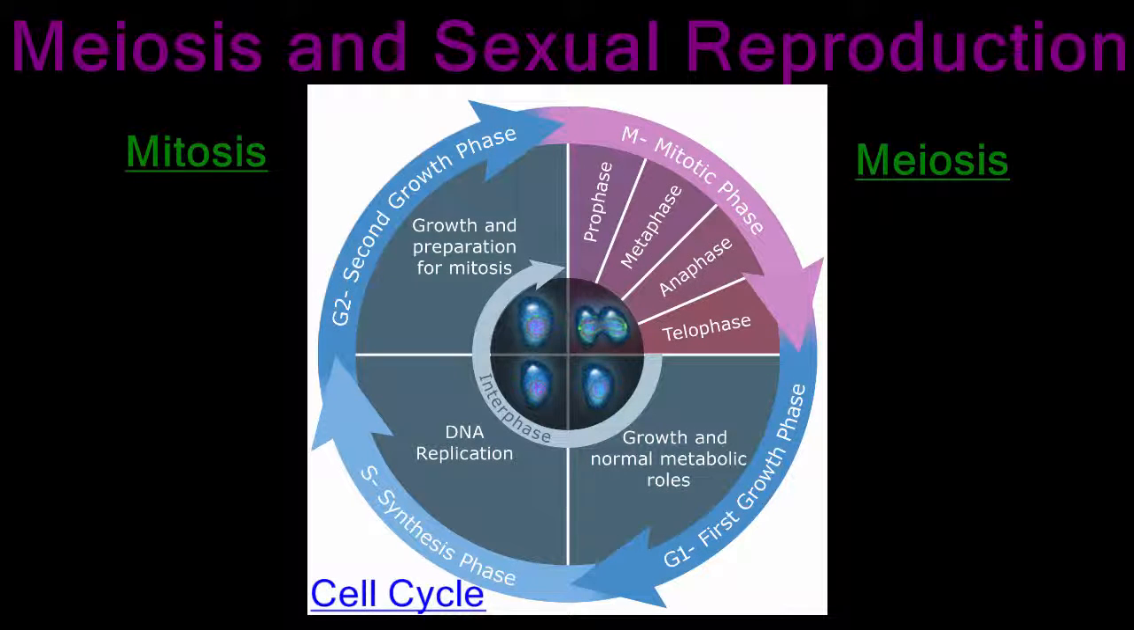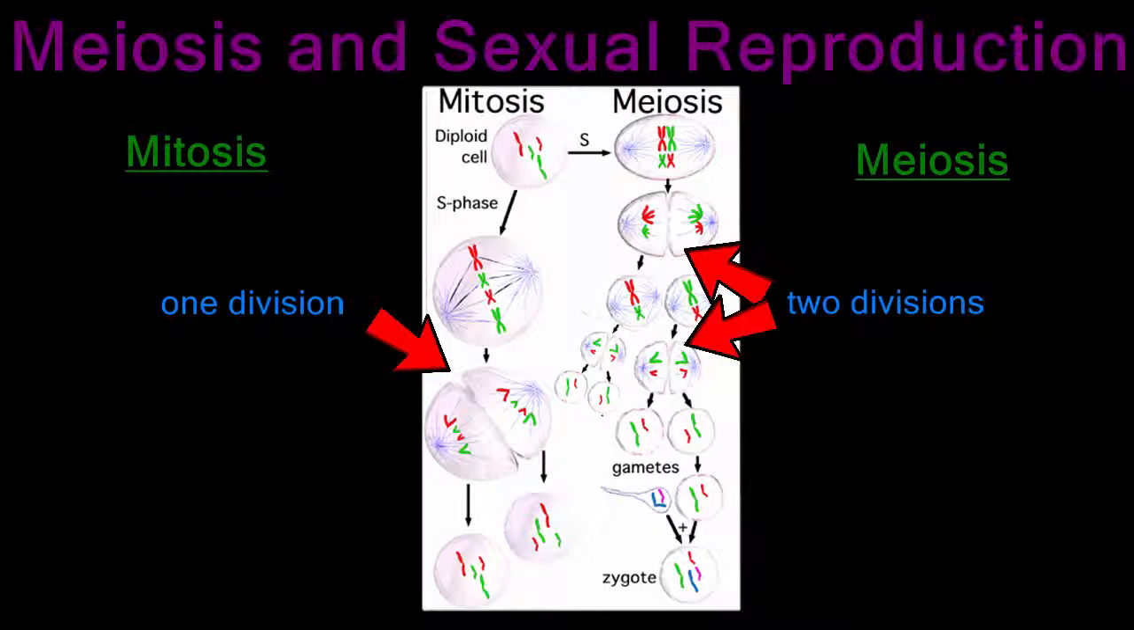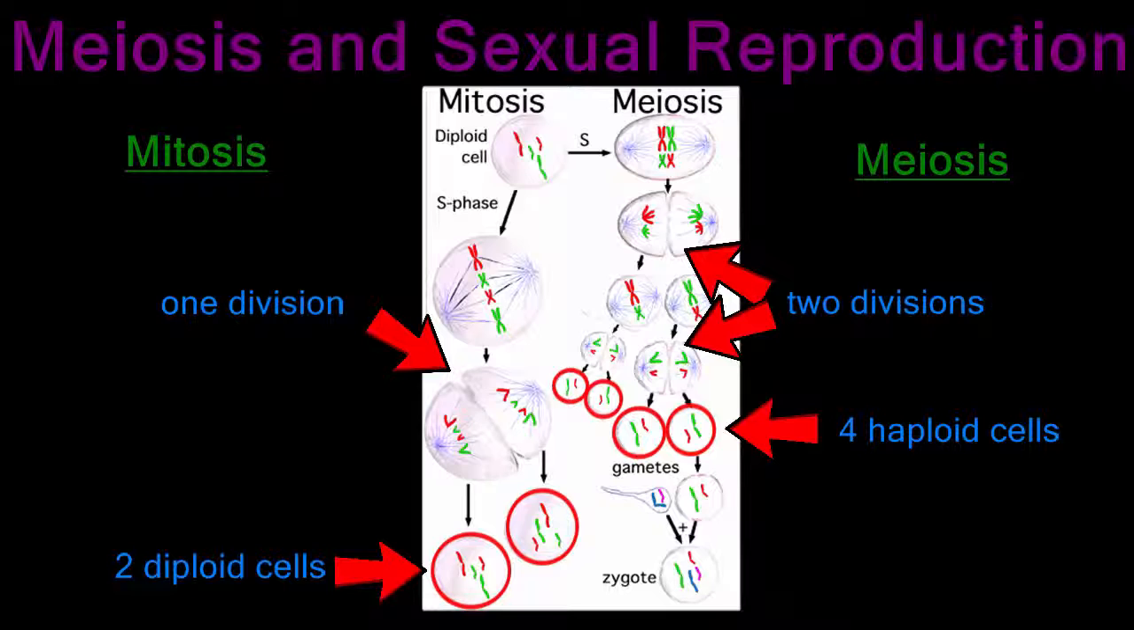Just like mitosis, meiosis progresses through phases of division: prophase, metaphase, anaphase, telophase, and cytokinesis. The difference is that mitosis only involves one division, while meiosis involves two divisions. So meiosis will progress through the phases of division twice, while mitosis only does once. Meiosis also produces 4 haploid cells, while mitosis results in only 2 diploid cells. Let's take an in-depth look at the events of meiosis so you can see the similarities and differences for yourself.